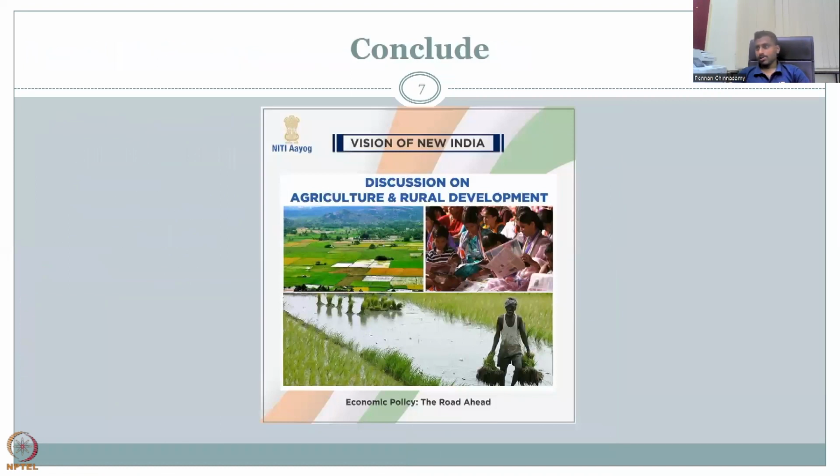With this, I would like to conclude today's lecture. And this book also gives a very good indicator of the vision of New India and how to look at agriculture and rural development. Inside, a lot of the concepts that I discussed on GIS remote sensing have been discussed.